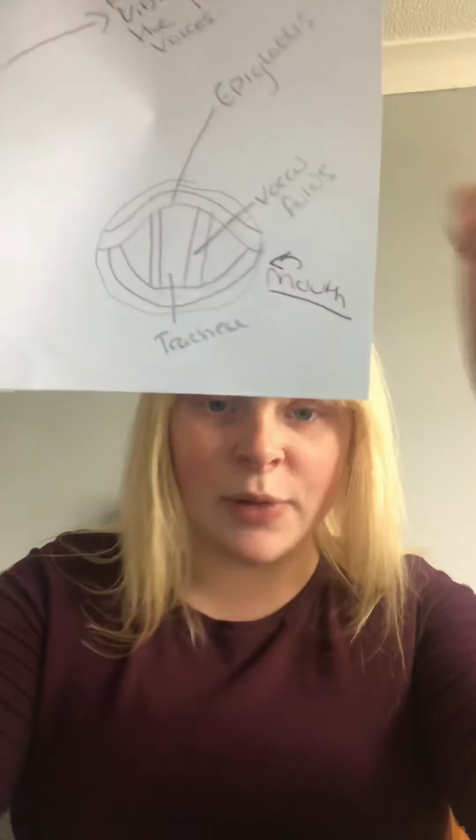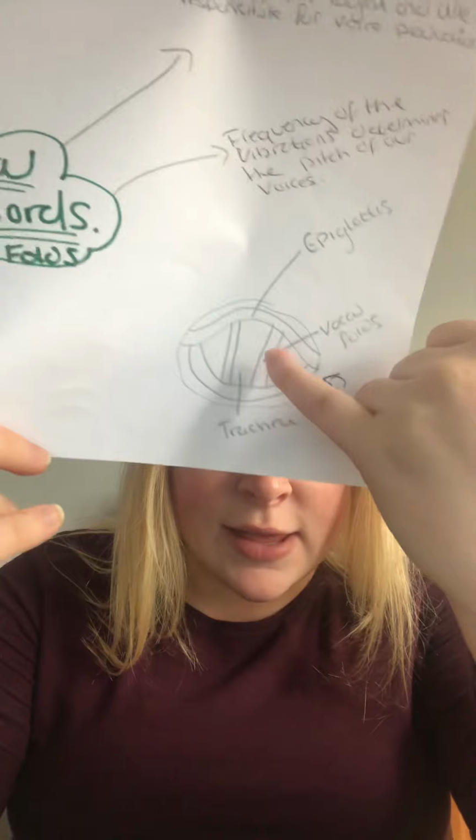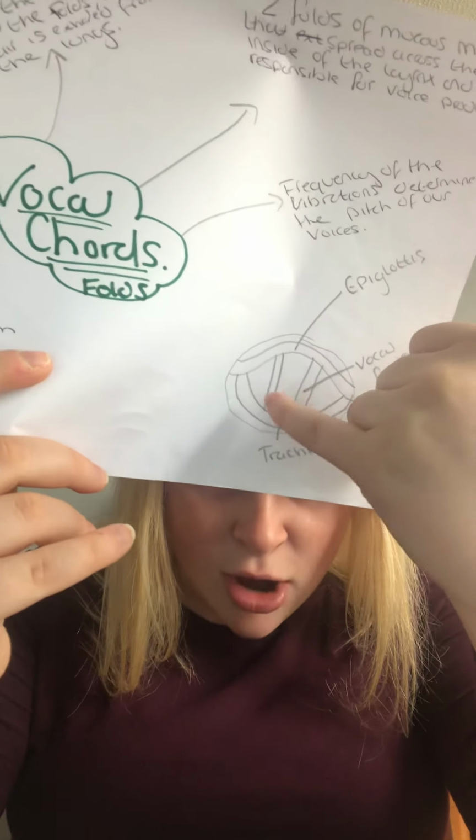The two folds of mucous membrane that spread across the inside of the larynx are also responsible and work together with the vocal folds for voice production. And then again, if I just show you a simpler image, these two lines here are our vocal folds, the middle bit is our trachea and the outside of it is our epiglottis.